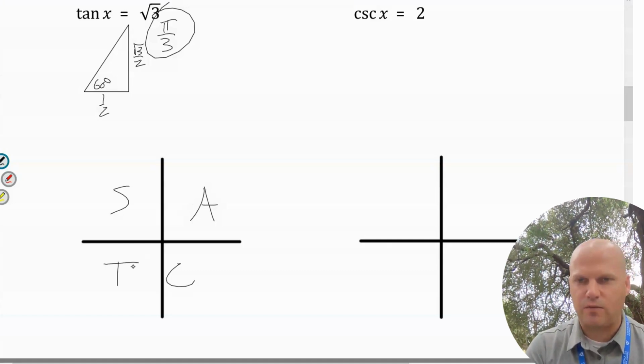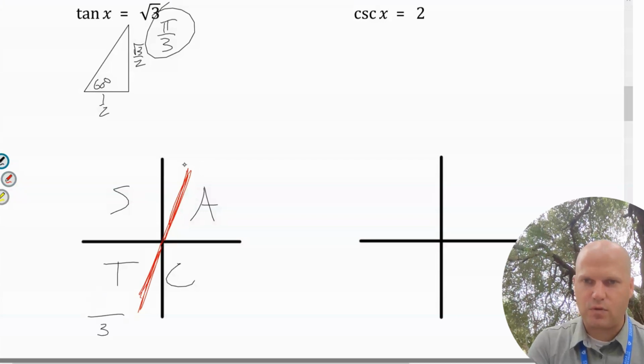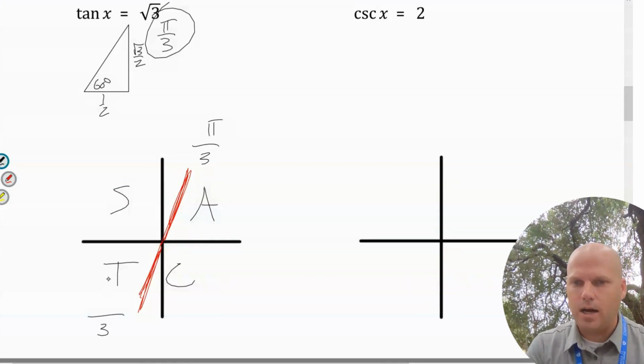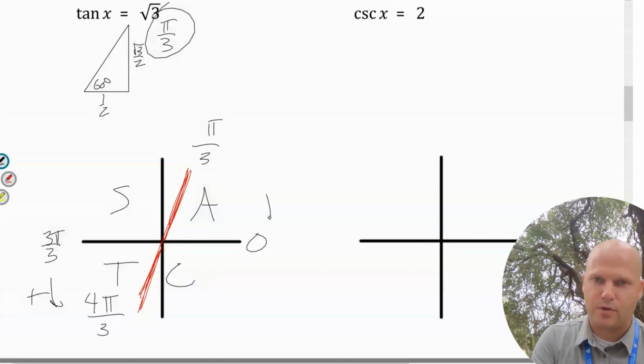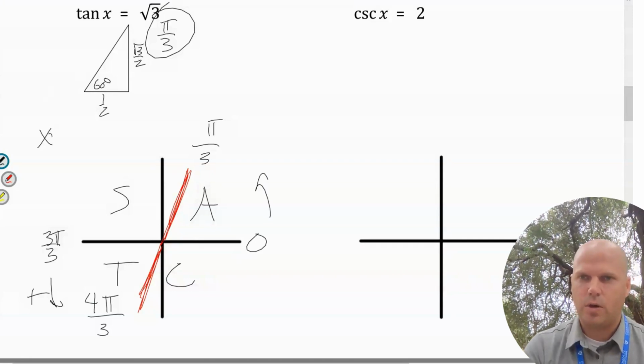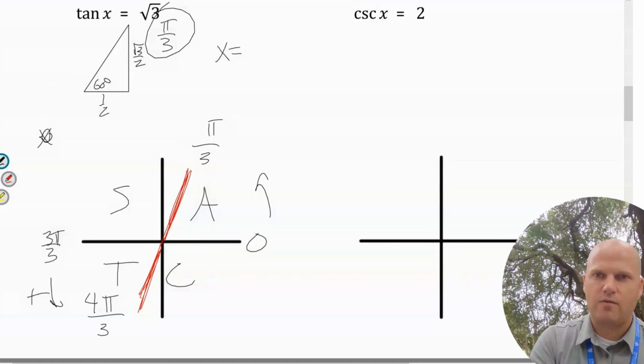Tangent is positive in the first and the fourth. So I want this pi over 3 and I want this pi over 3. We know the answers have to be pi over 3's. They have to create this tall 30, 60, 90. This is 3 pi over 3 plus a pi over 3 to give us 4 pi over 3. This is 0 pi over 3's plus a pi over 3. So I get pi over 3 and 4 pi over 3.